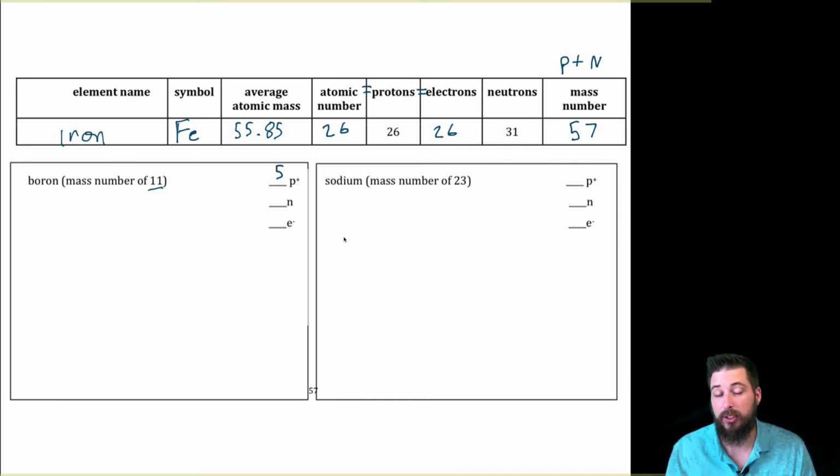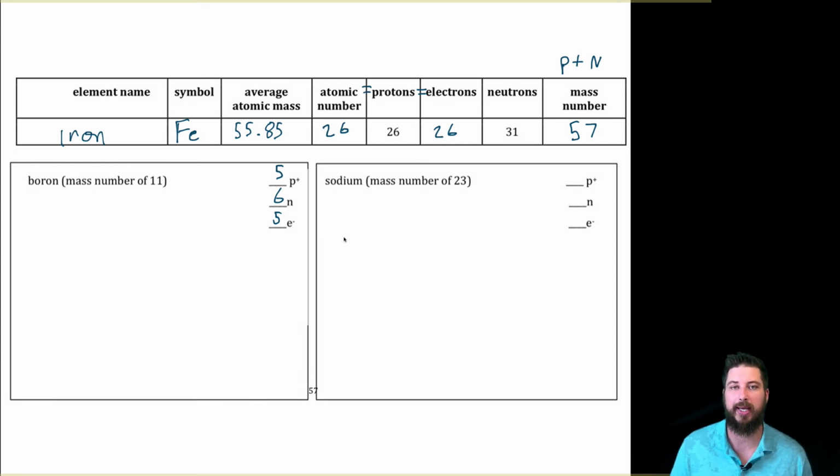Now, again, the protons and the electrons are going to be equal to each other. For now, the protons and electrons will be equal. And for the number of neutrons, we know that the mass number is the protons plus the neutrons. So protons plus neutrons will equal the mass. If the mass is 11, and we have 5 protons, then we can just subtract that and we figure out that there's 6 neutrons in the mass. So we have 5 protons, 5 electrons, and 6 neutrons.